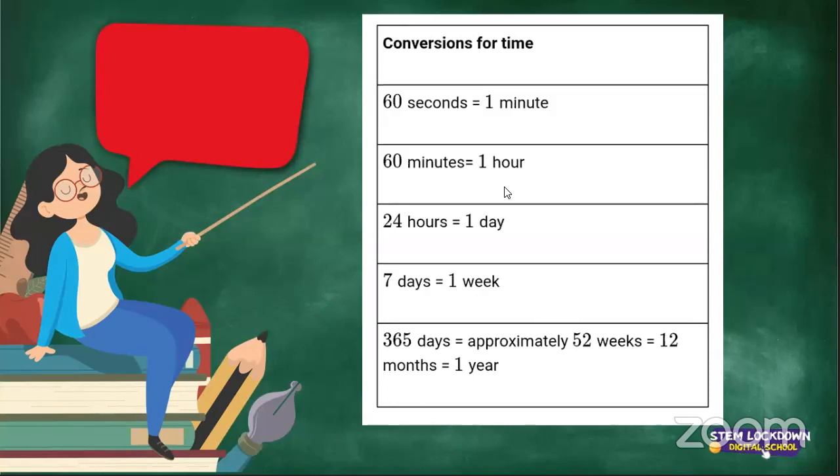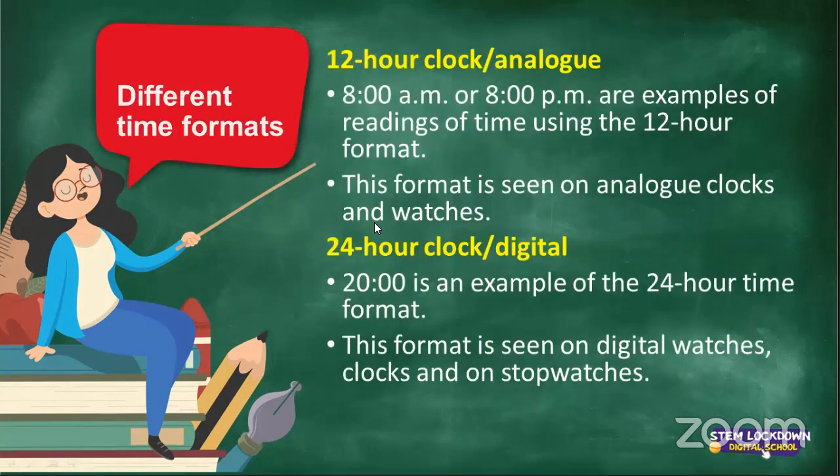And then 24 hours is equal to 1 day. And then 7 days is equal to 1 week. 365 days is approximately 52 weeks, and 12 months a year is 1 year. So that's just a quick recap. Now we move on to the calculations. We have different time formats, as you know.